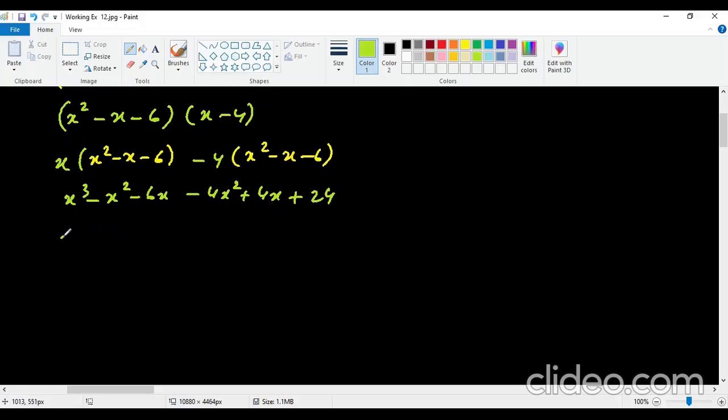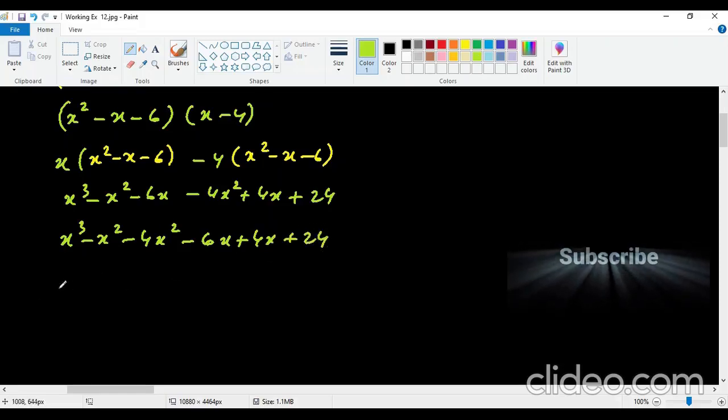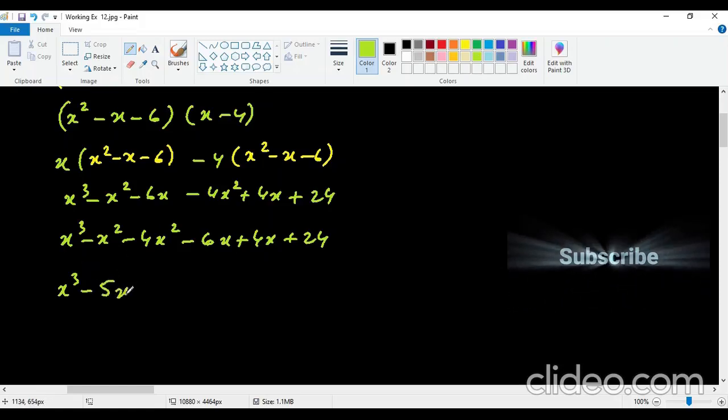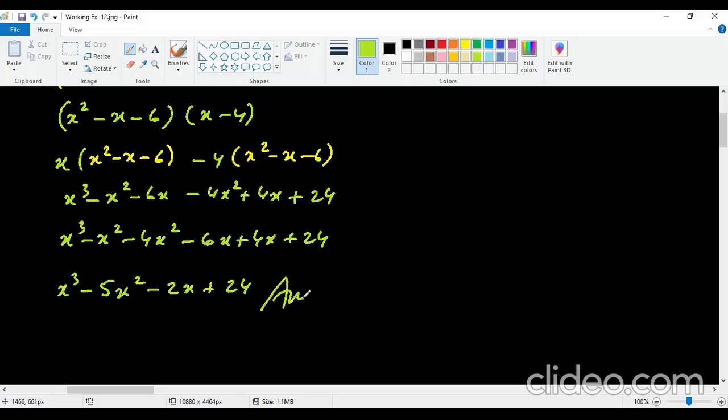So simplifying this is going to give minus x square minus 4x square, bringing like terms together, minus 6x and plus 4x and plus 24. So I will further simplify. This gives me minus 5x square and minus 2x plus 24 as an answer for this question.